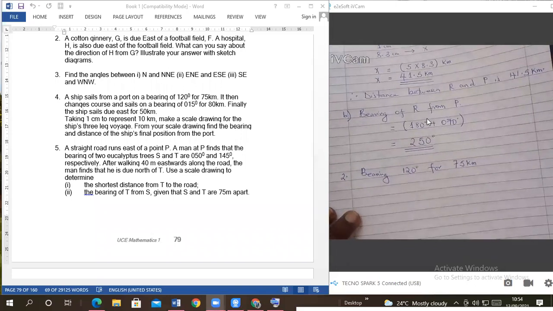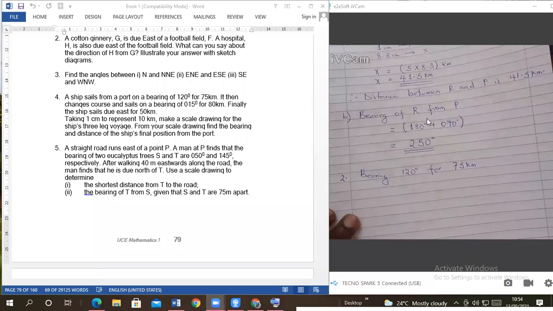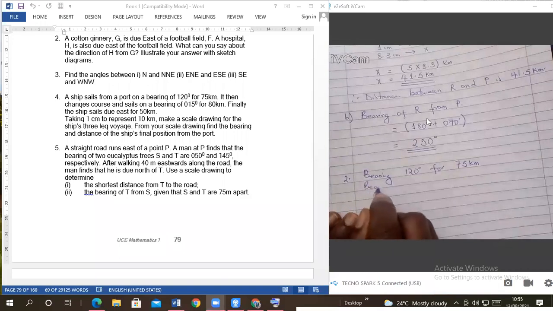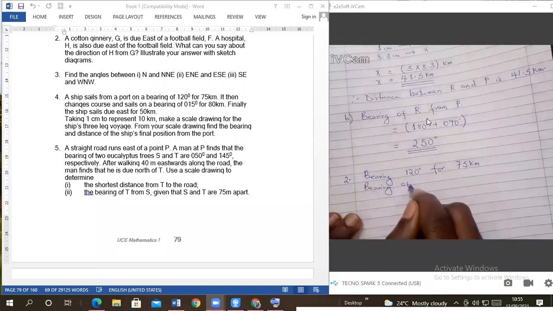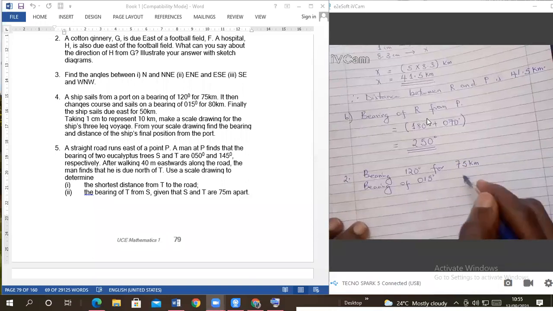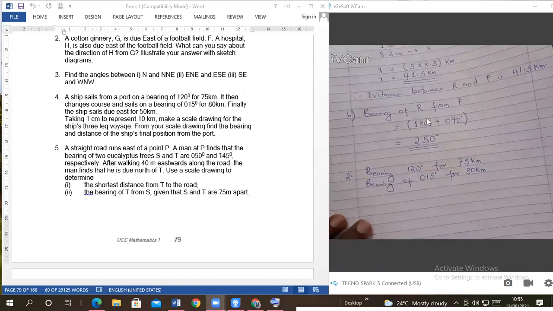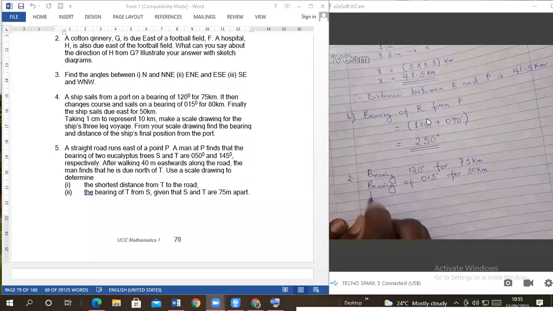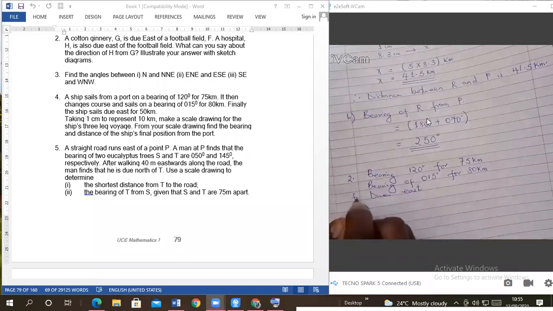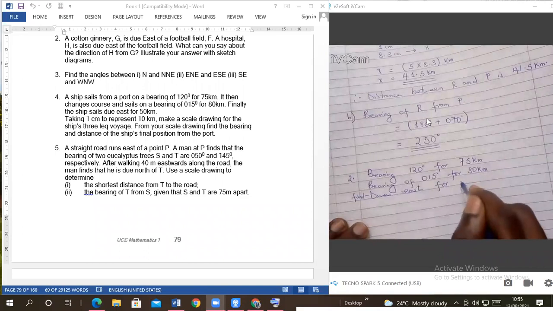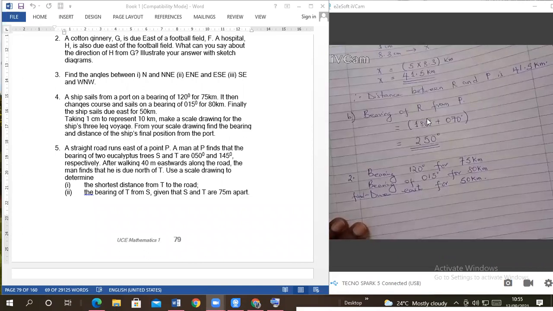It then changes course, which means it has changed direction. It sails on a bearing of 15 degrees for 80 kilometers. Finally, the ship sails due east. This is the final leg, due east for 50 kilometers. Good. What do they want?